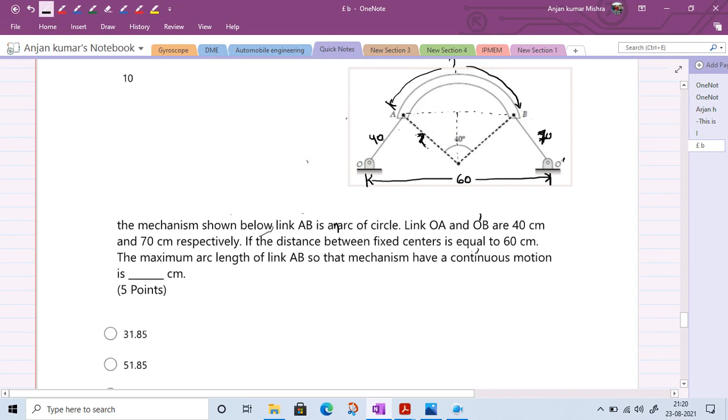Suppose for this instant we forget about this arc. If it were a four-bar linkage like this, then to have continuous motion of this mechanism it has to satisfy one criterion. Which criterion is that? That is the Grashof criterion.